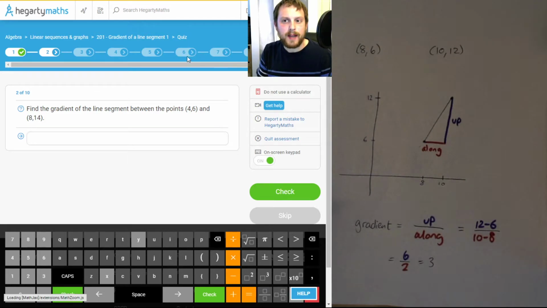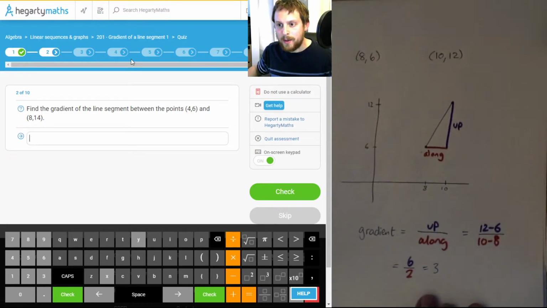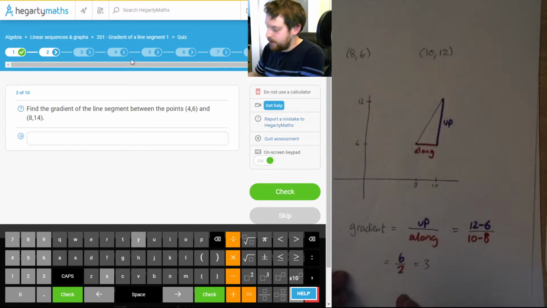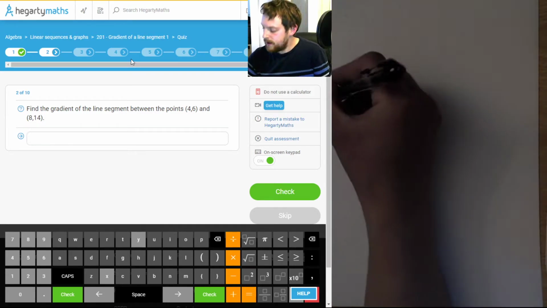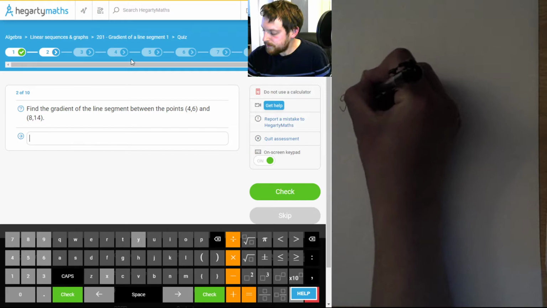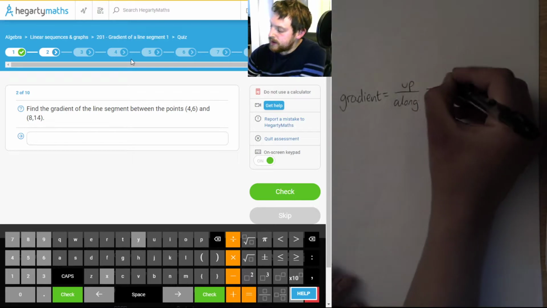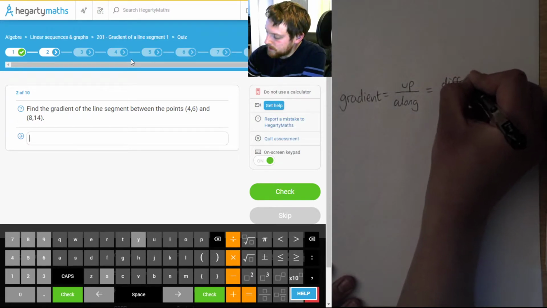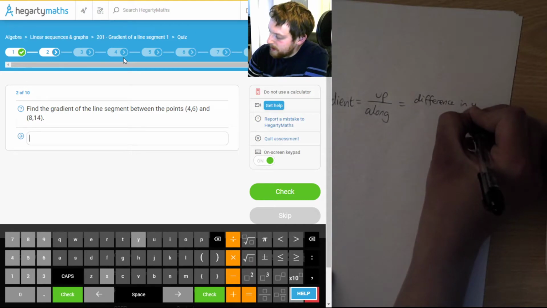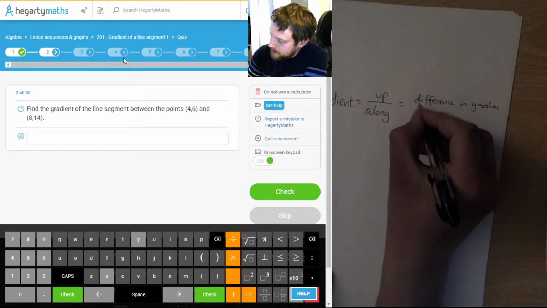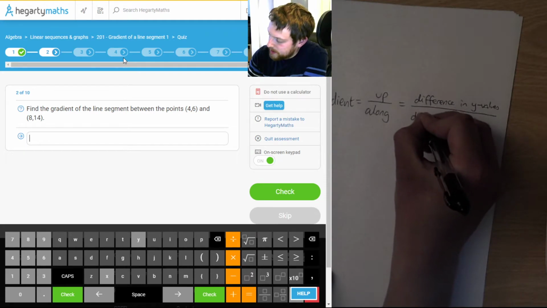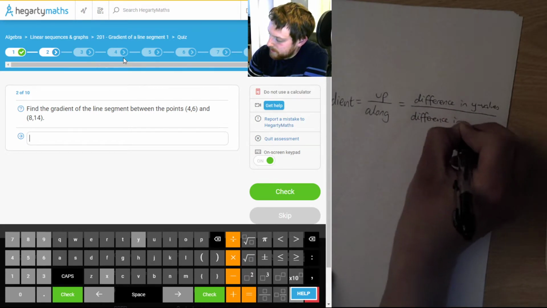Now, I would suspect that we'll end up with some which are negative numbers and things like that. So where it gets a bit more complicated because it's got minus numbers in. So I guess what I would do is I would just kind of write down a general formula for you. Okay, so here's the general formula. So your gradient, which is your up over your along, is your difference in the y values divided by the difference in the x values.